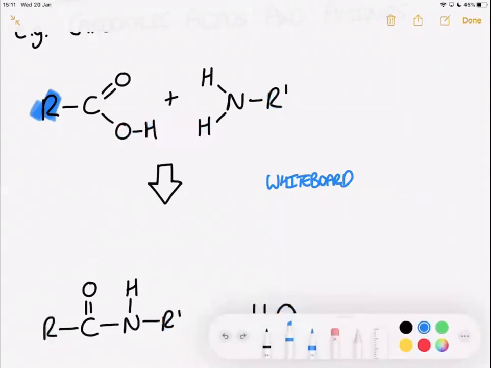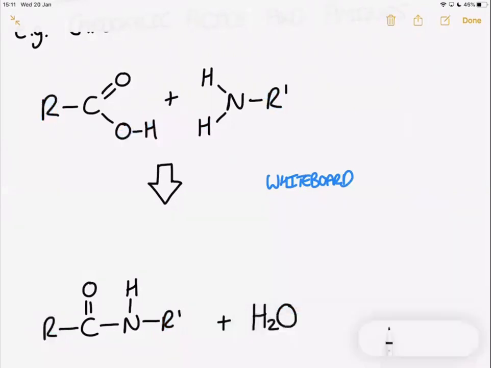We just do equations and sort of predicting the formula or the name of products. We can't name this one because obviously it is not a specific amide. It's a general structure. And remember, the R that's on the left could be CH3, or it could be CH2CH3. You know, it could be propyl, butyl, whatever. And the same goes for the one on the right.